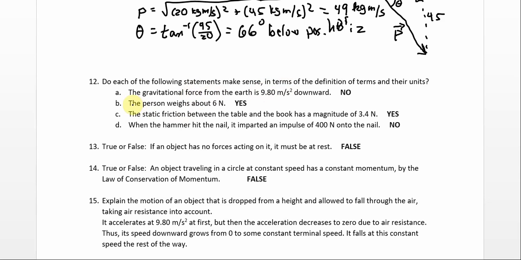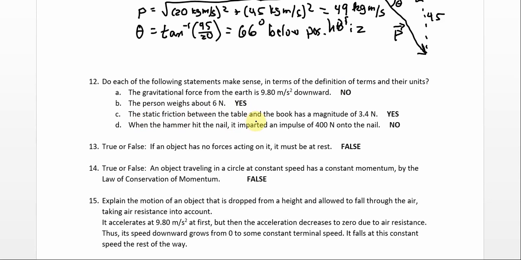Okay. B, the person weighs about 6 newtons. That is correct. That is true. That's the gravitational force on that person. That is this person's mass times 9.80 meters per second squared. Although I will say 6 newtons is too small. That's an unrealistic number, but in terms of units, it's correct.